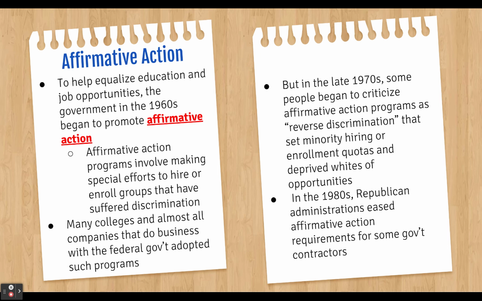Affirmative action. To help equalize education and job opportunities, the government in the 1960s began to promote affirmative action. Affirmative action programs involved making special efforts to hire or enroll groups that have suffered discrimination. Many colleges and almost all companies that do business with the federal government adopted such programs. But in the late 1970s, some people began to criticize affirmative action programs as reverse discrimination that set minority hiring or enrollment quotas and deprived whites of opportunities. In the 1980s, Republican administration eased affirmative action requirements for some government contractors.